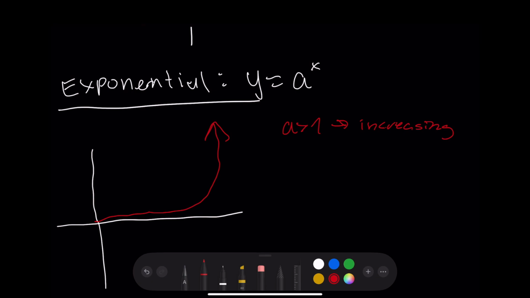And then when a is in between 1 and 0, your function is actually going to be decreasing. So that's going to be exponential growth and exponential decay. The function's only defined if a is greater than 0. So a has to be greater than 0, a can't be 0, a can't be negative 15, whatever.